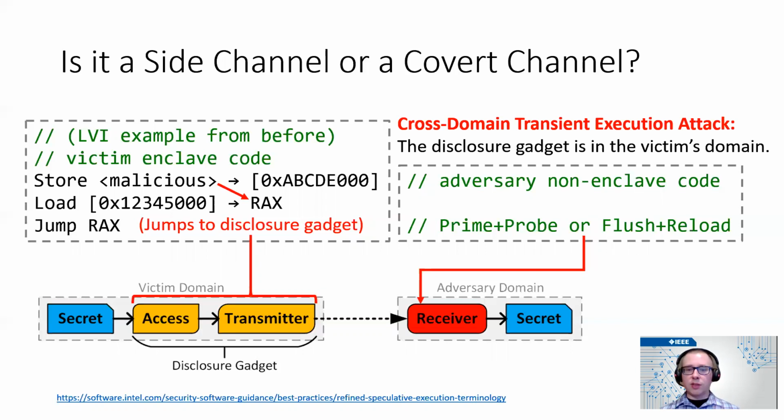And because the adversary is, again, exerting control over the disclosure gadget to transmit the secret, we can conclude that the incidental channel is functioning as a covert channel. The adversary is in control of both ends of the channel.